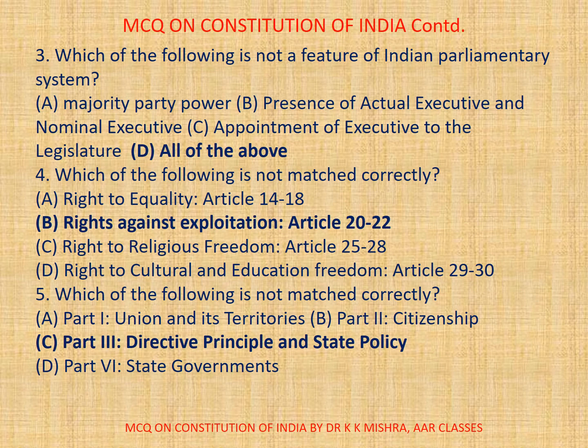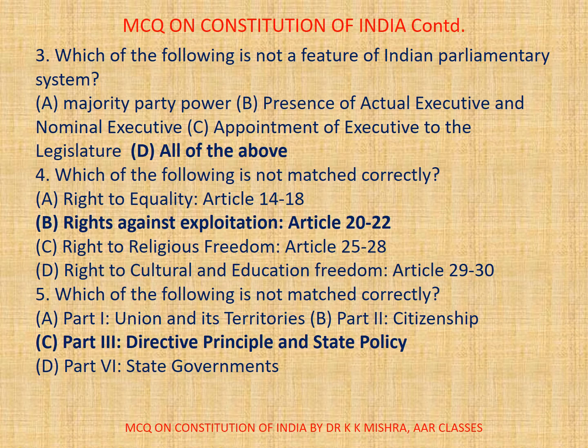Question number 3. Which of the following is not a feature of Indian parliamentary system? A. Majority party power. B. Presence of actual executive and nominal executive. C. Appointment of executive to the legislature. D. All of the above. Correct option is D. All of the above.